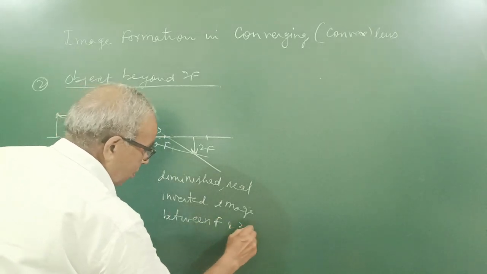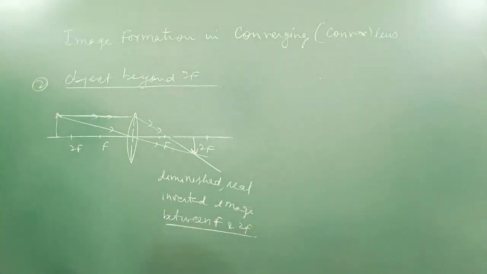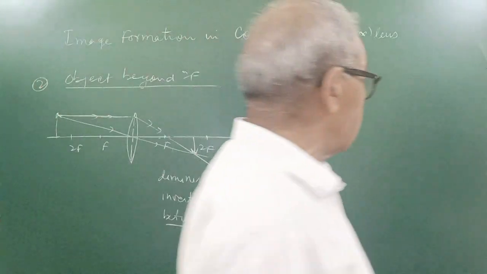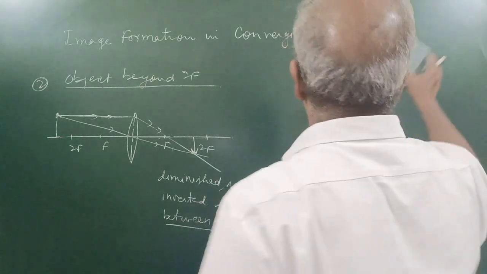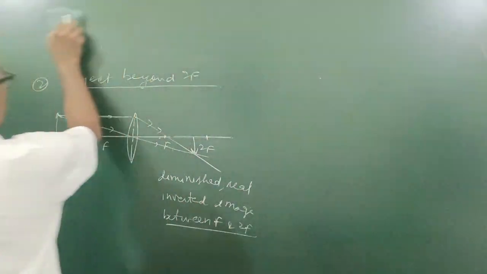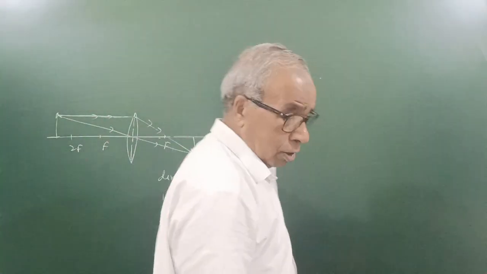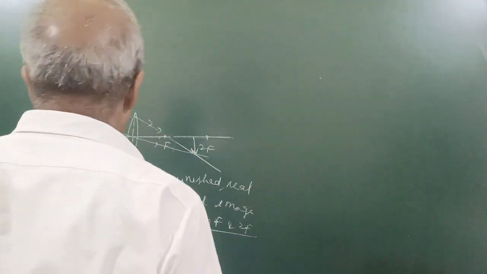Between f and 2f, we will obtain a diminished, inverted, real image. What is real? I have told you that we can take the position of a real image on a screen, or we can locate it. This is the image here. A virtual image's position cannot be located.